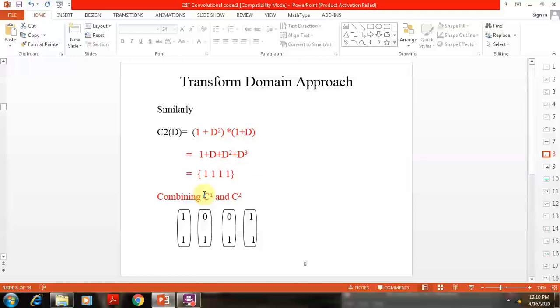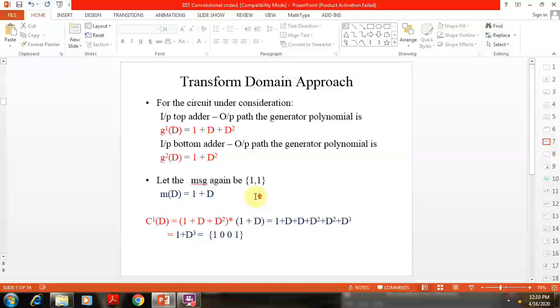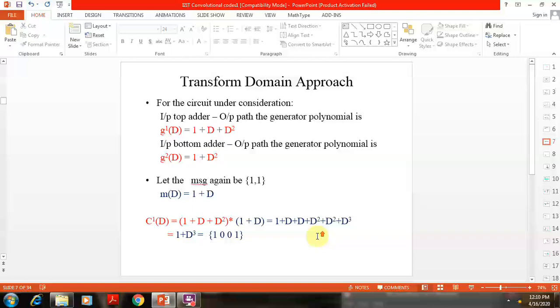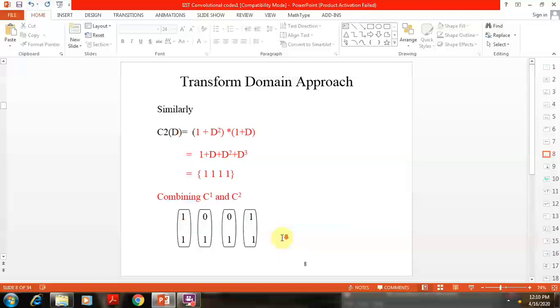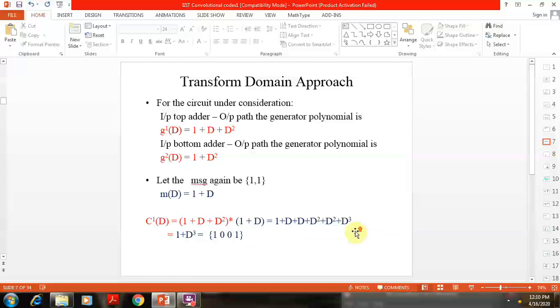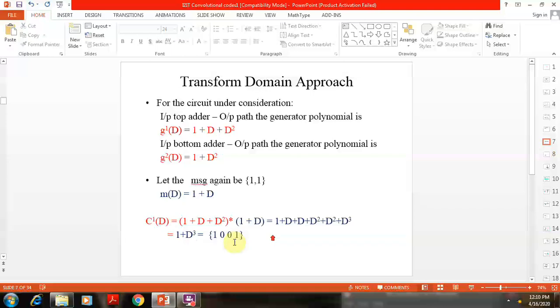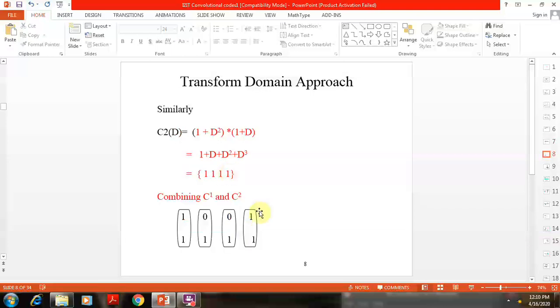Now again see, combining C1 and C2, what do I get? 1 from the upper branch and 1 from the lower branch, so my first pair is 1 1. Then the upper branch gives 0, and the bit corresponding to the lower branch is 1, so 0 1 is the second combination. Then again 0 and 1, which is the third combination, and 1 and 1, which is the final combination. So what is my output? 1 1 0 1 0 1 and 1 1. So this is the transform domain approach.